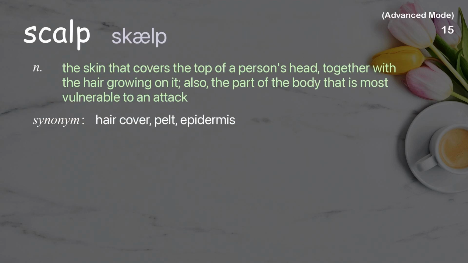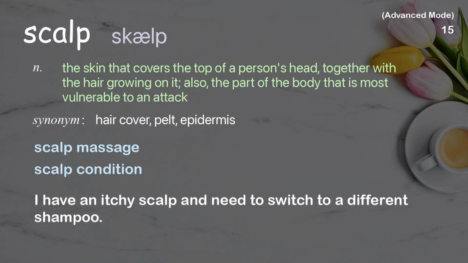Scalp. The skin that covers the top of a person's head, together with the hair growing on it. Also, the part of the body that is most vulnerable to an attack. Examples: Scalp massage. Scalp condition. I have an itchy scalp and need to switch to a different shampoo.